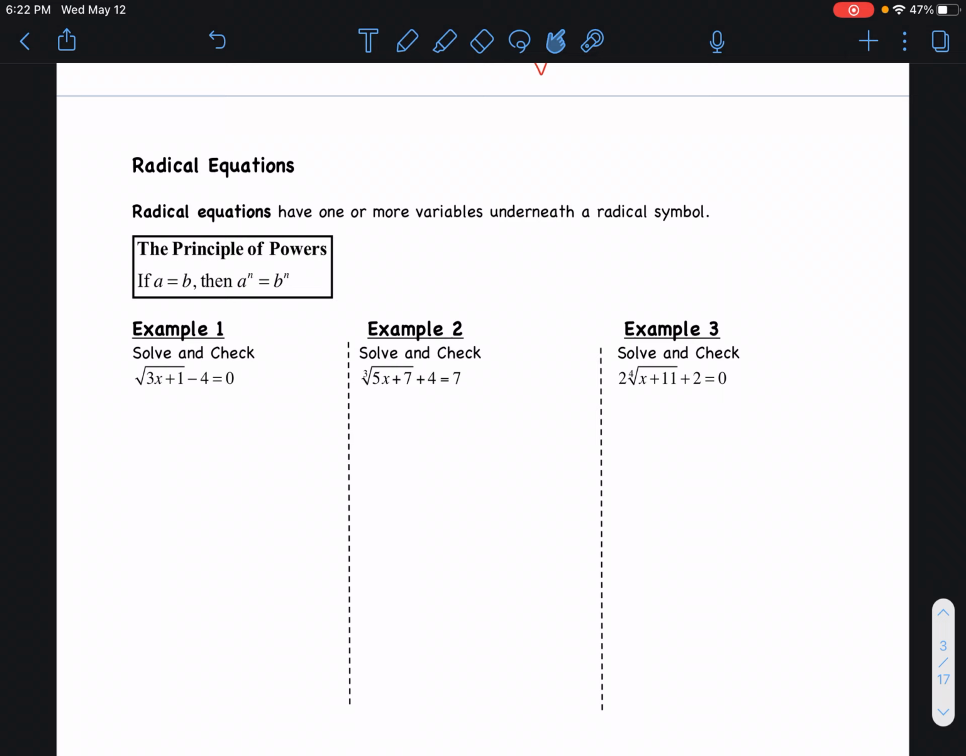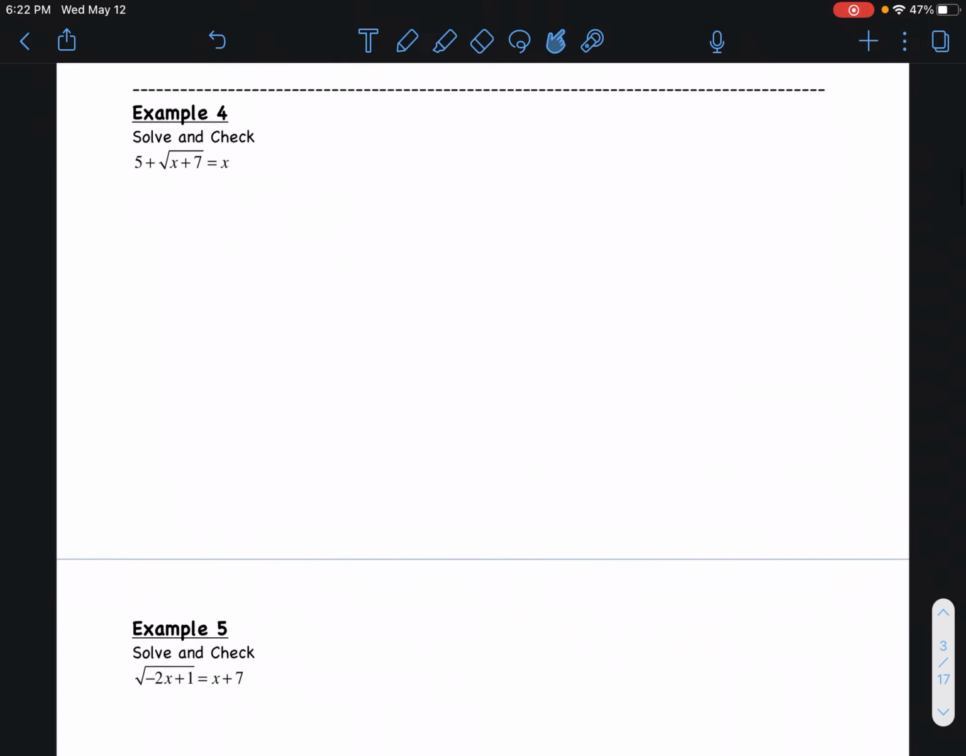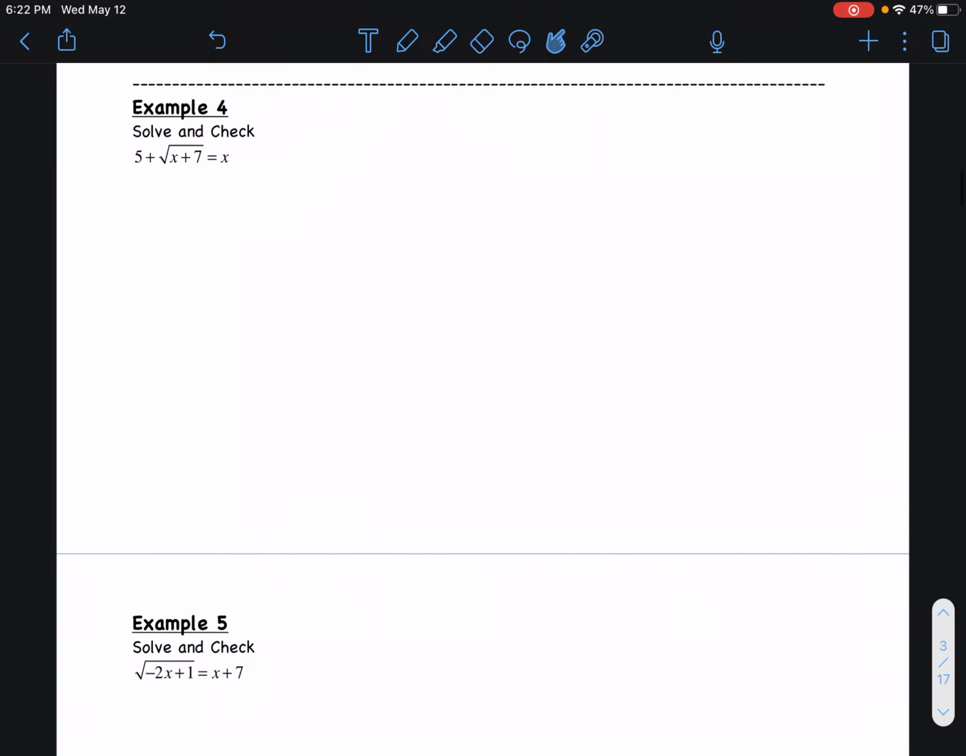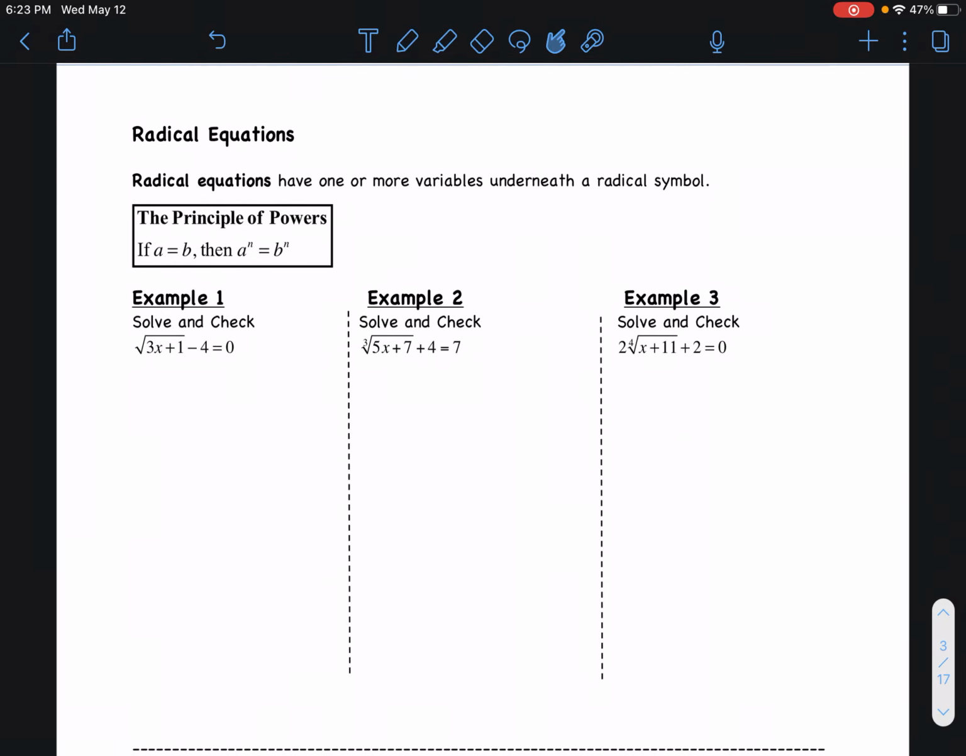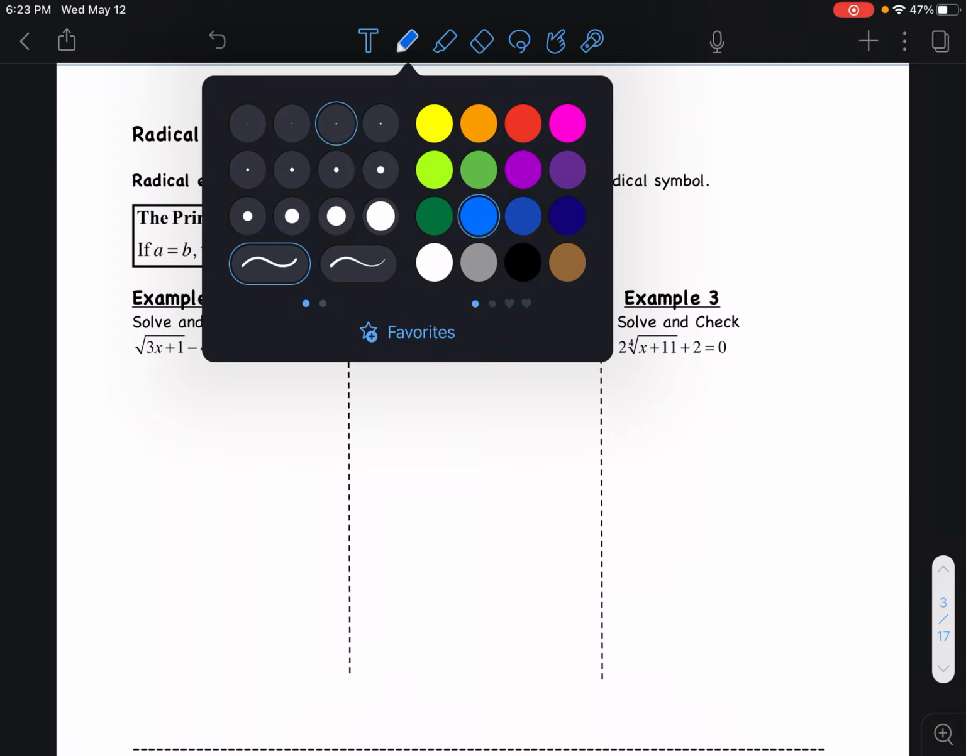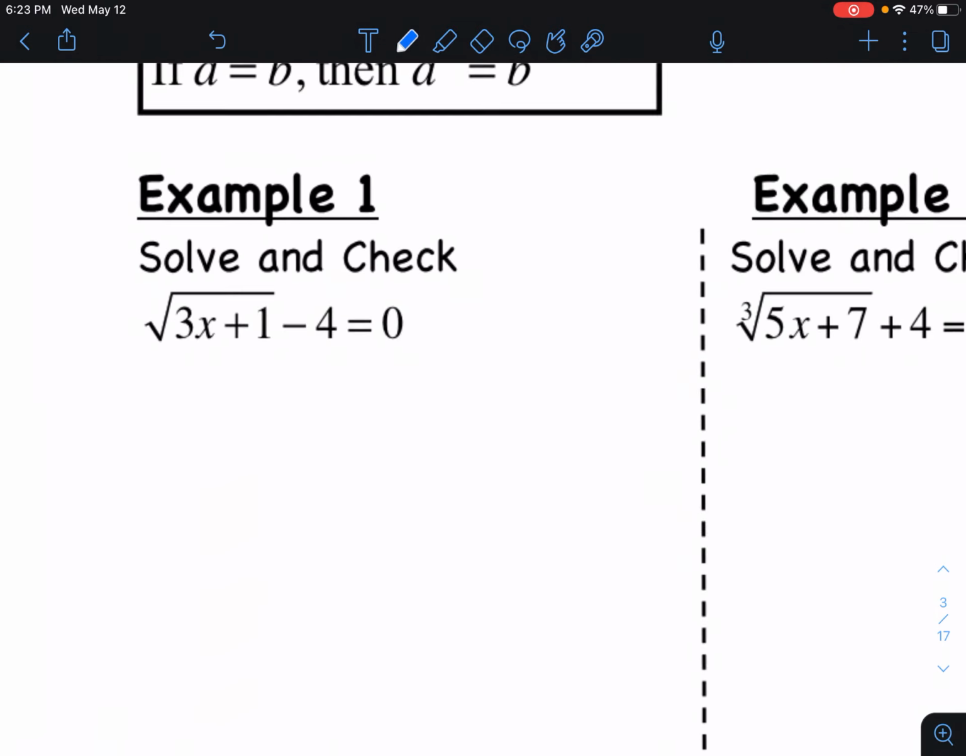Now I'm going to break this lesson up into two parts. We're going to start off with some easier problems in this first part, and then the part after this will be more difficult radical equations. So we are going to solve and check our answers after we're done. Remember, checking for extraneous solutions.